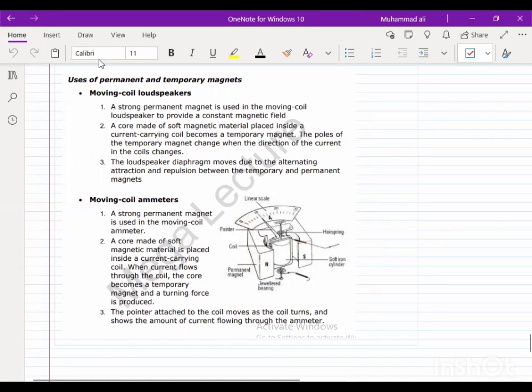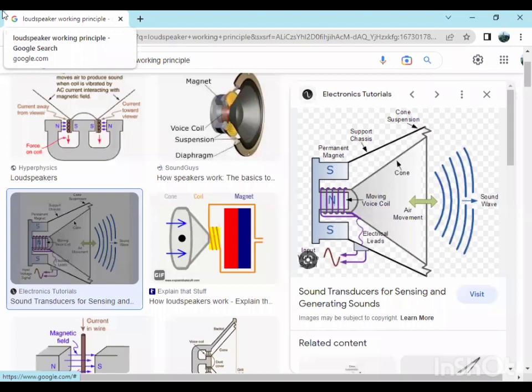Please wait for some time. I'll just search for the picture as well. Okay. See, for example, you can see here. Is it sharing?